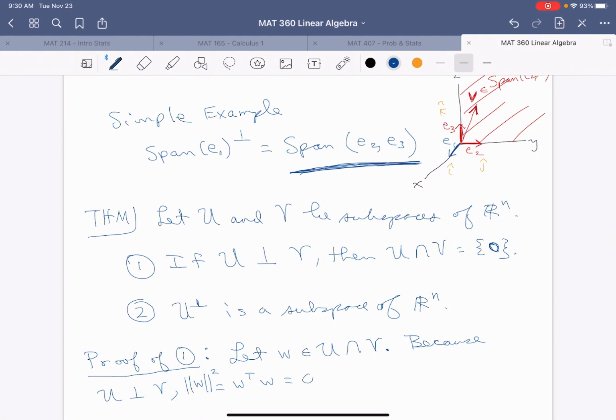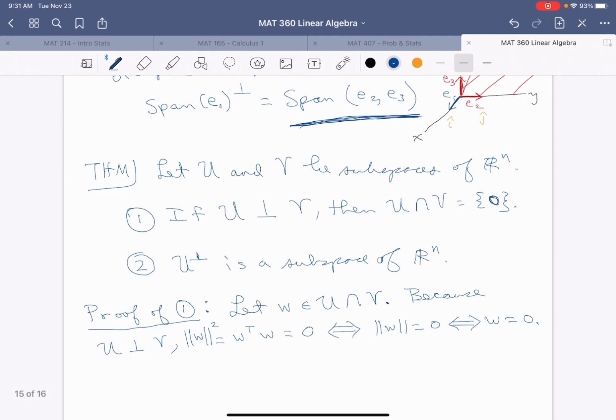And this has got to be 0 by the definition of what W is. But if the norm squared of a vector is 0, or the length squared of the vector is 0, then the length of the vector is 0. And we can actually put equivalence there. Well, if the length of a vector is 0, that's equivalent to saying that W is 0.